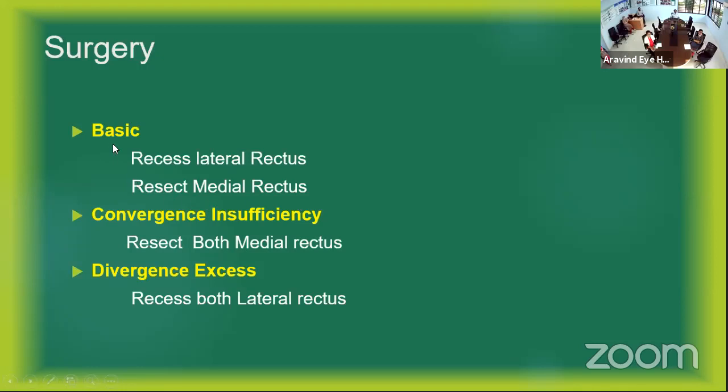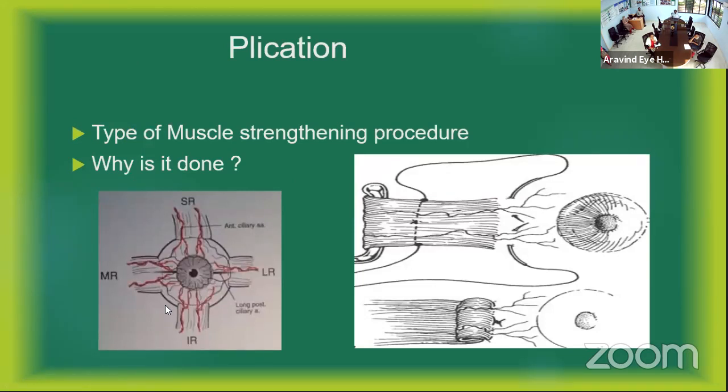Coming to the surgical part, for the basic type where the near and distant deviation are the same, we go for a recess resect procedure. We recess the lateral rectus and resect the medial rectus. In convergence insufficiency, where there is weakness of the medial rectus, we try to strengthen the medial rectus by resecting it on both sides. In divergence excess, where the lateral rectus seems to be acting more, we try to weaken it by recessing the lateral rectus. Now I will talk about a procedure called plication. It is a type of muscle strengthening procedure.